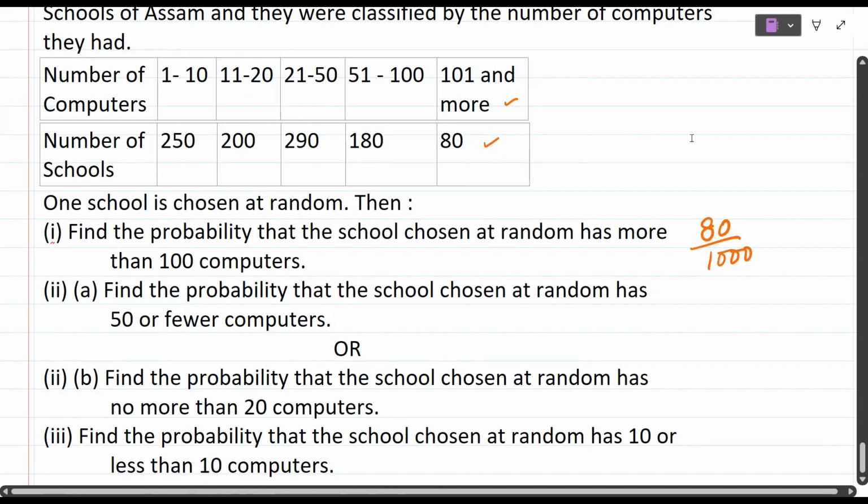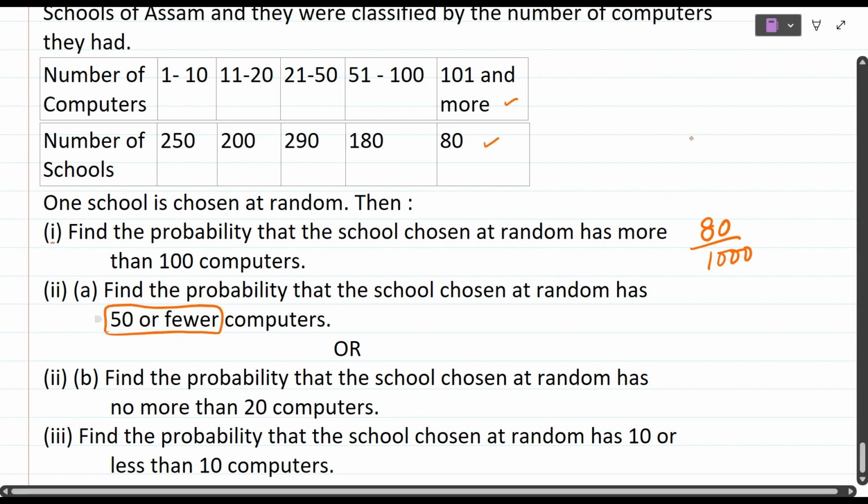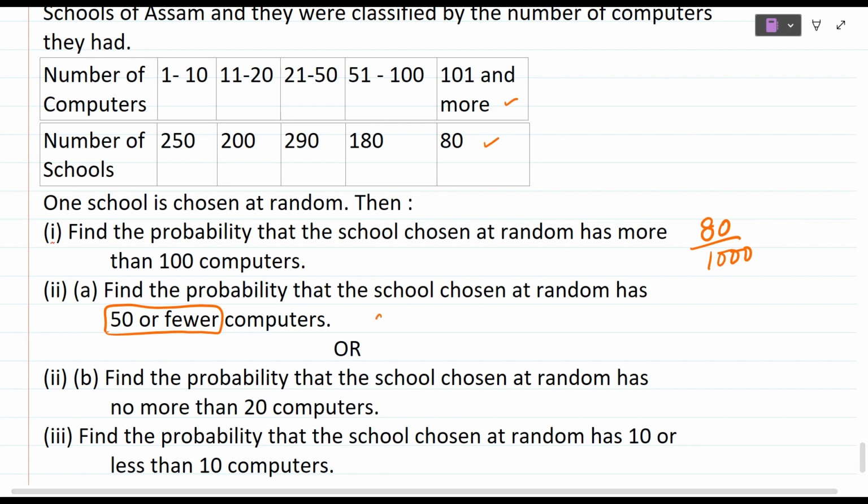Clear? So the second one has an internal choice. So for both parts, we will see the answers. Find the probability that the school chosen at random has 50 or fewer computers. What do you mean by 50 or fewer? Means 50 and less than 50. Clear, students? So how many are there? 250, 200, 290. These three you have to add and divide by the total number of schools.